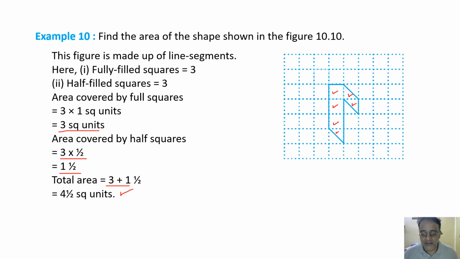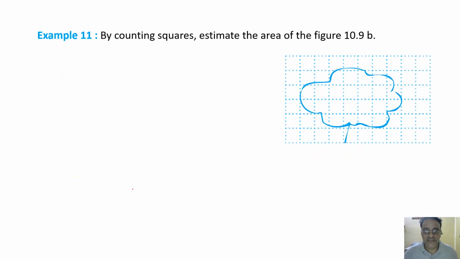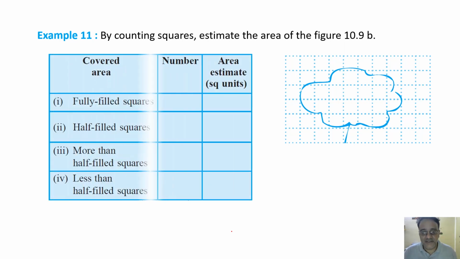Now we are moving toward ये तो खैर पूरा लाइन सेगमेंट से बना हुआ है. अगर कर्व वाला रहेगा तो वहाँ पे थोड़ा सा दिक्कत होता है. We have to be very careful with respect to fully filled, half filled, more than half and less than half. चलो, example number 11. By counting squares, estimate the area of the figure 10.9b. Chalo. We are going to make one table. Fully filled squares, half filled squares, more than half filled squares and less than half filled squares. ठीक है? एक tabular form में हम लोग लिखते हैं.